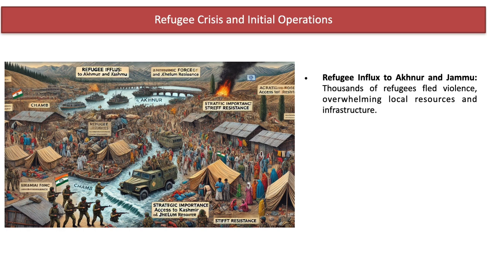And this is the reality of war. Friends, it is messy, it is chaotic, and it affects everyone. The refugee influx to Akhnur and Jammu was not just a side story. It was a central part of the conflict. It showed us the human cost of the war, the way it tears apart families and communities, and it underscored the urgency of the Indian military operation in those regions.